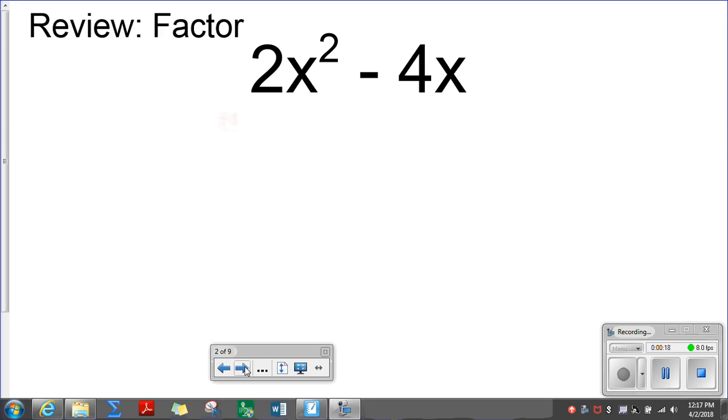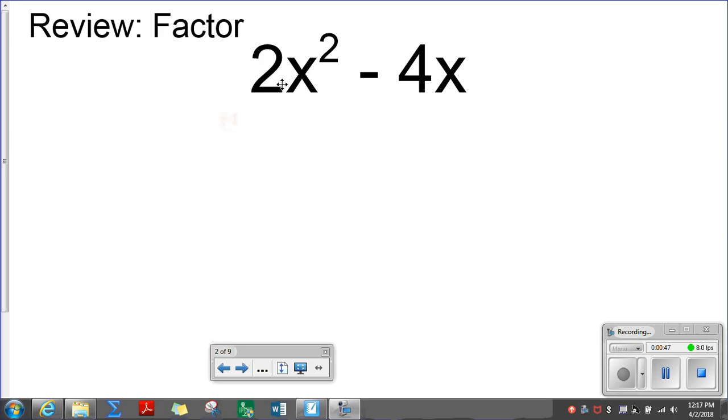Okay, so what you should have noticed from this is that it's a binomial. They have common factors between these two terms, the 2x squared and the 4x. The 2 and the 4 have a common factor of 2, and that's the greatest thing they have in common. The x's, they both have an x, so I can pull out the most x's they have in common. Does that make sense?